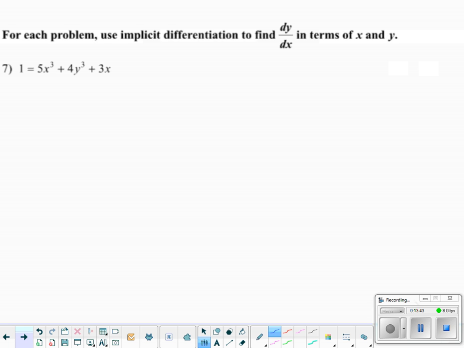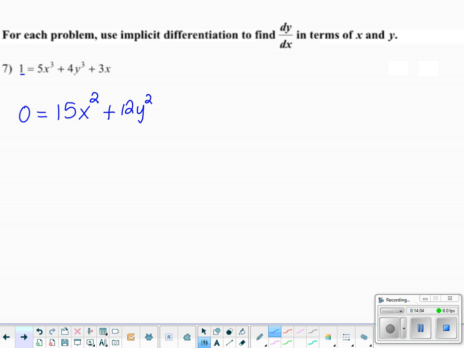So let's just go about implicit. The derivative of a constant is 0. I'm just going to work left to right. I'll get 15x squared, and it's with respect to x, so it would be like dx/dx. Well, we don't need to write that. It would reduce to 1. This will become 12y squared.